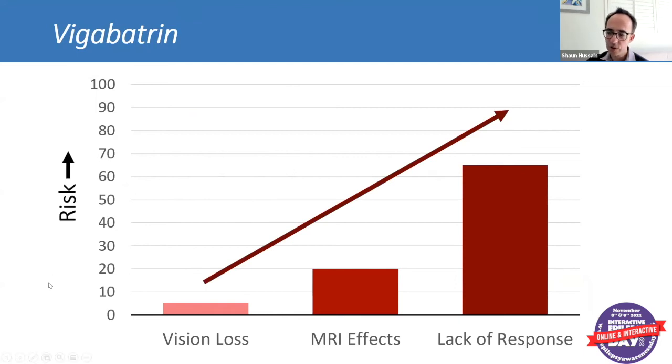Yeah, and this is really just showing that same thought. So when you think about vigabatrin, there's a very small risk of vision loss. There is a sizable risk of MRI side effects that are usually asymptomatic. But think about the burden of not responding to therapy. This is a much, much bigger risk. So taking vigabatrin is much lower risk than not taking it for most patients.